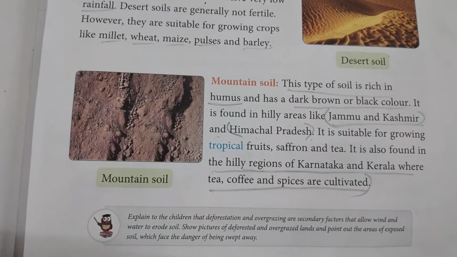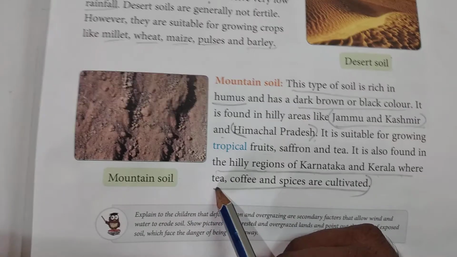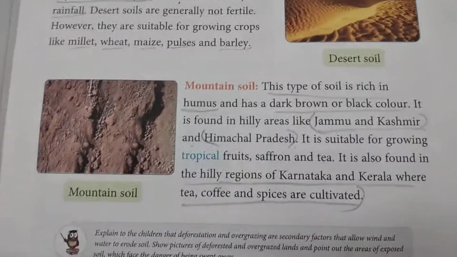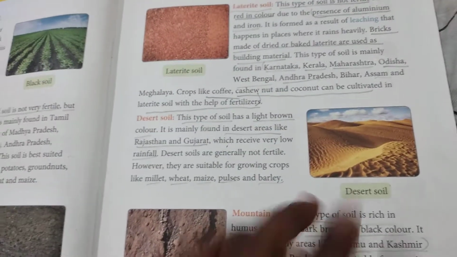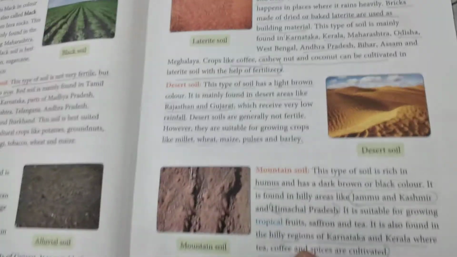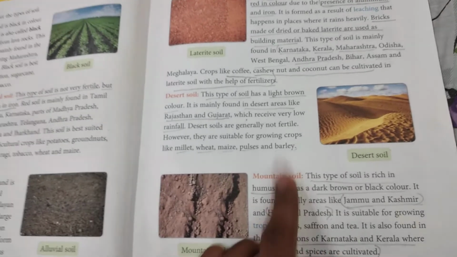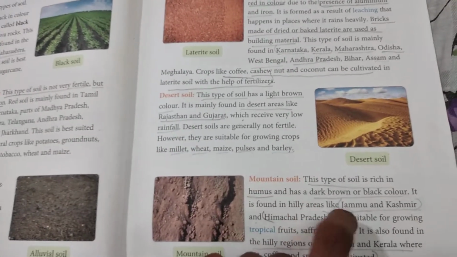And what are the states mentioned in the textbook? They are found in Karnataka and Kerala, where tea, coffee and spices are cultivated. So this is what mountain soil is. I hope you understood these three kinds of soil. After this explanation, you have to read this entire portion again, and as I have made you underline, you have to study it properly.